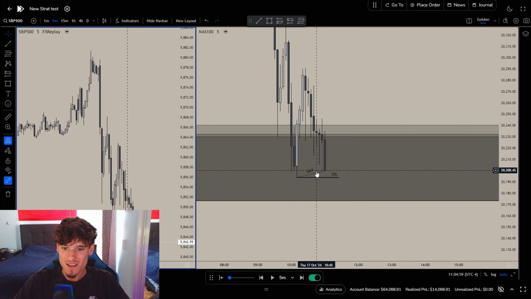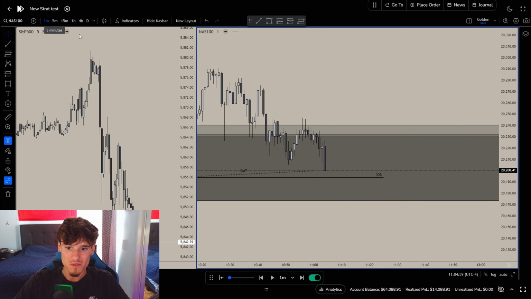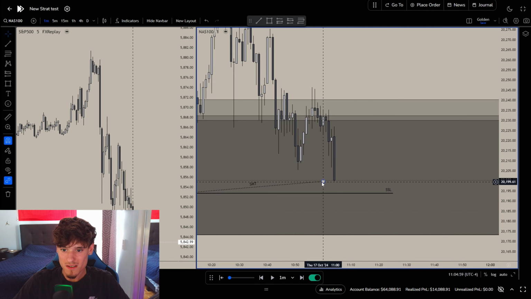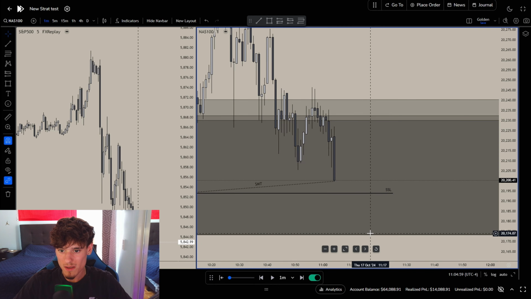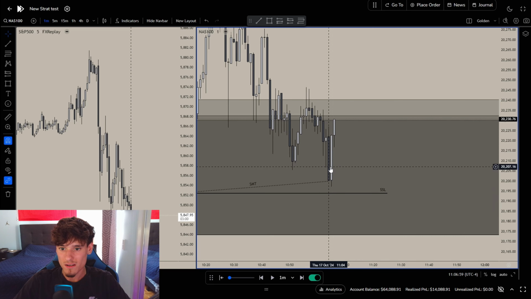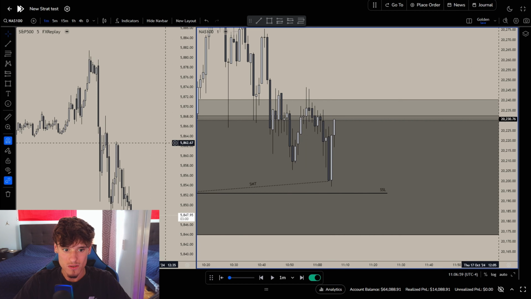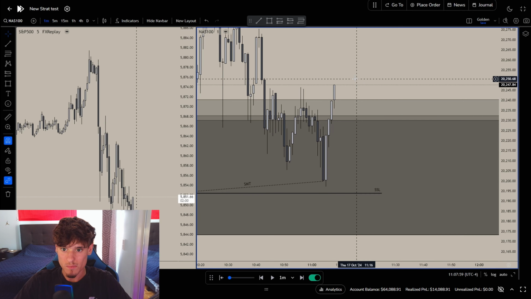So we have that sell side and we have that SMT. Now, what do we want to do? Come down to the 1 minute. Let's see. Are we going to have maybe an entry model? Well, right here, we can see this as a sweep of liquidity. Not really the best sweep. And then this could be our market structure break right up here. But I'm not crazy about it.